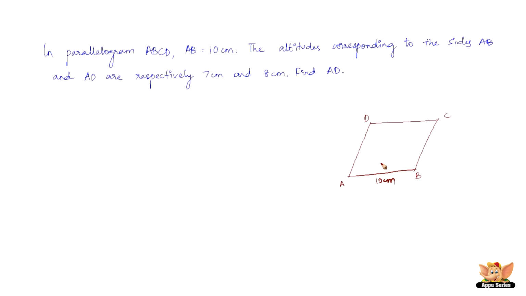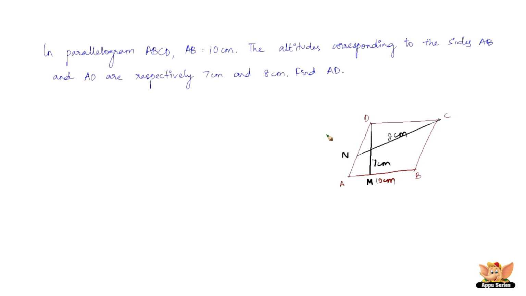Now what they also say is the altitudes corresponding to the sides AB and AD are respectively 7 centimeters and 8 centimeters. If you take AB as the base, then the altitude will be this one, say we'll name it DM. If you take AD as the base, then we will have the altitude as this one. So then we have N. So now the altitude corresponding to the side AB is 7 centimeters and this is 8 centimeters. Now what do we have to do? We need to find AD.